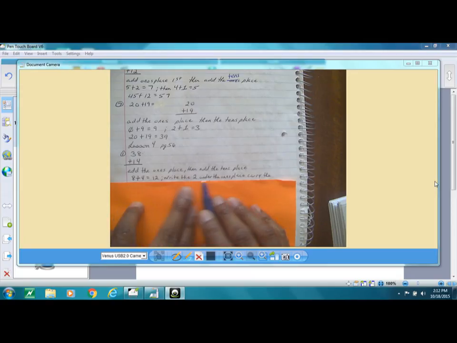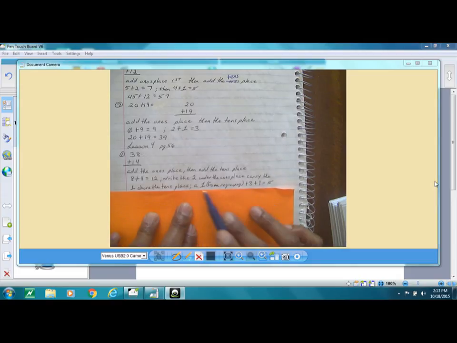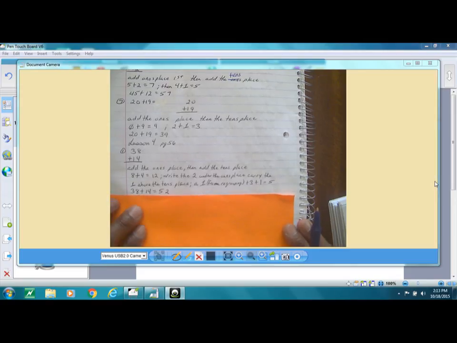You write the 2 under the ones place, then carry the 1 to the tens place. So now in the tens place, you're going to have the 1 from regrouping plus the 3 that's already there plus the 1 that's already there. And 1 plus 3 is 4. 4 plus 1 is 5. So 38 plus 14 would be 52.